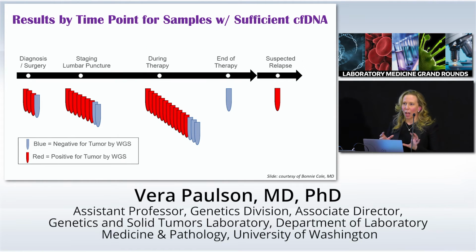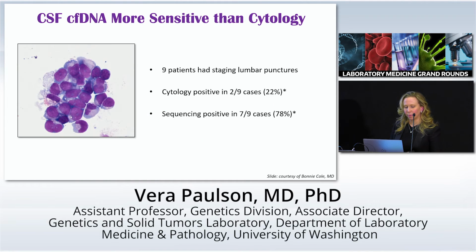So if we look at the time points where these different samples were taken from, I want to highlight the ones here at the staging of disease by lumbar puncture. Of the 9 samples that had cytology on LP, 2 of them were positive by cytology. 7 of them were positive by molecular. One of those that wasn't identified by molecular was the ATRT that didn't have copy changes.